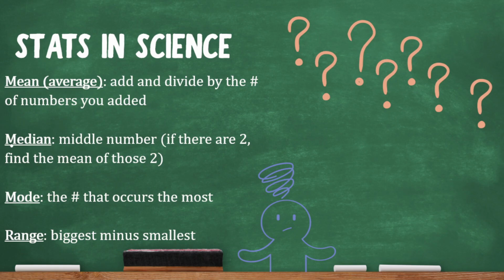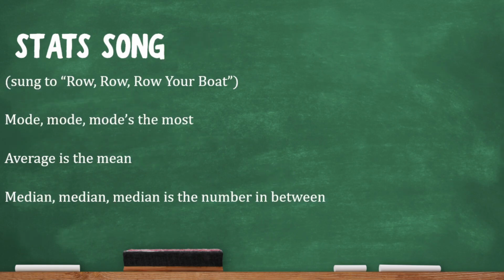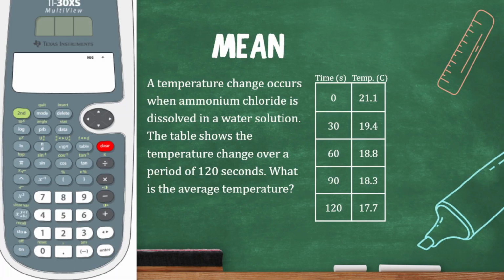Some tricks to remember these are that median has a D in the middle, just like the word middle, so that can help you remember those. And mode has a long O sound, just like most. You can also memorize this song. It's sung to the tune of Row, Row, Row Your Boat, and it's a great way to remember mean, median, and mode. Let's first look at a question with the mean.